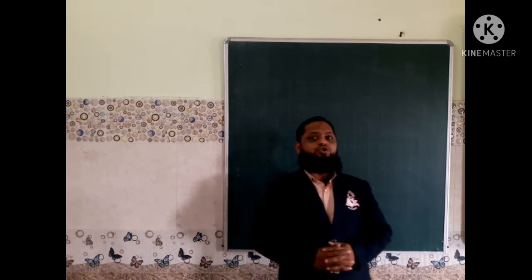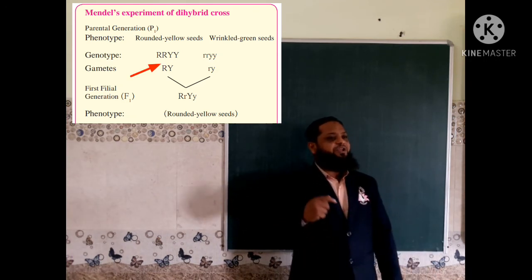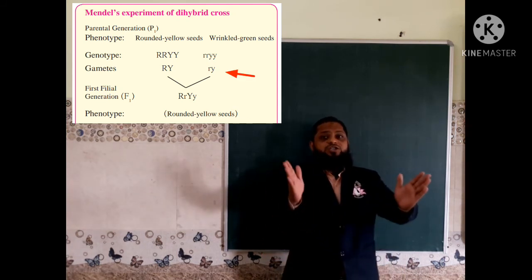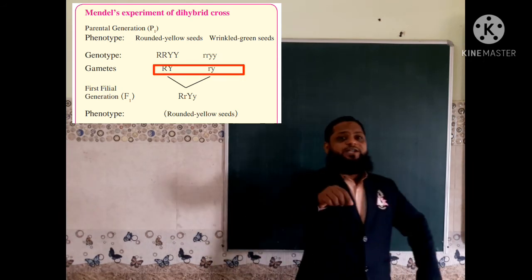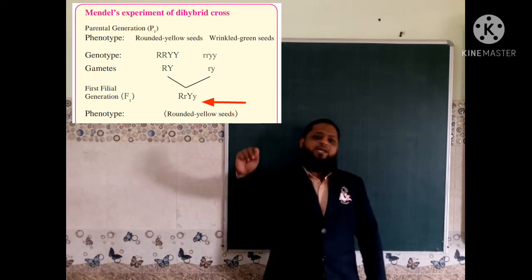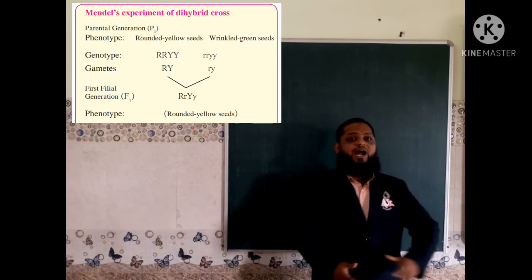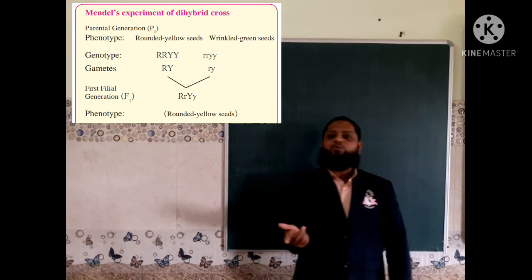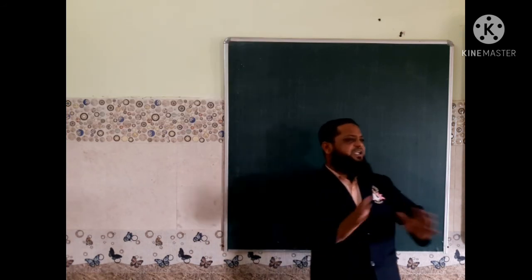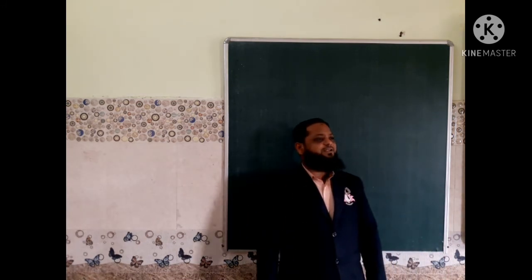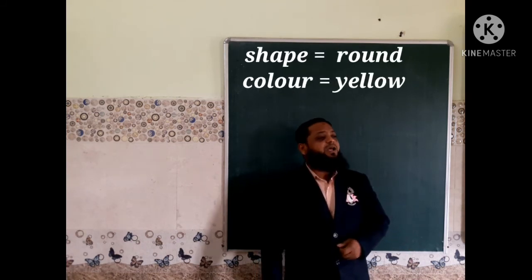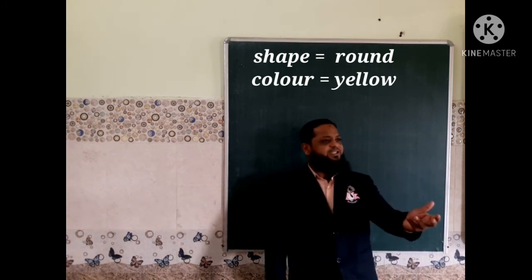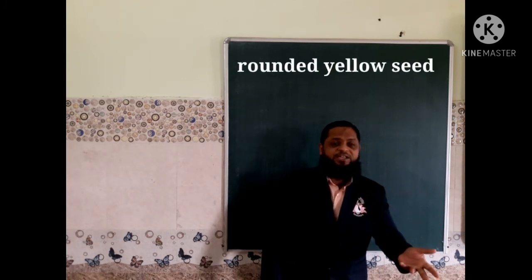After the process of gametogenesis, we get capital R capital Y from the round yellow seed, and from the wrinkled green seed, small r small y. Crossing these two gametes, we get the genotype capital R small r, capital Y small y. So what are the color and shape of the seed in the F1 generation? We are getting capital R and capital Y, so my dear children, it is very clear that capital R represents the dominant character. It means the shape of the seed will be round. And capital Y is present, that's why the color will be yellow. So we are getting round yellow seeds in the F1 generation.